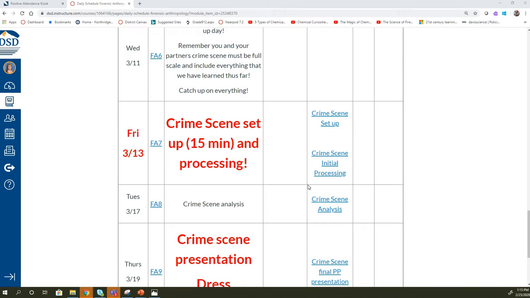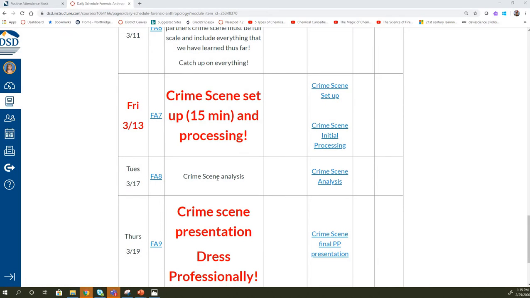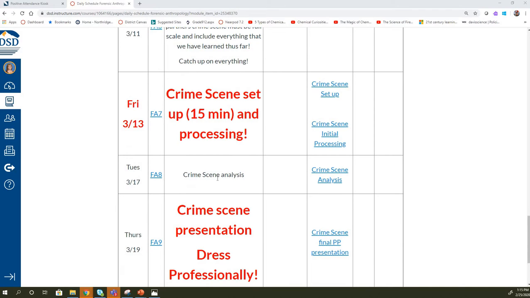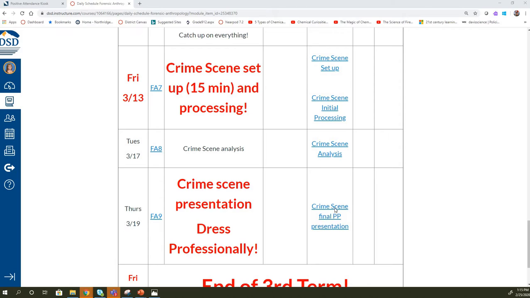Then you're going to process, initial processing the scene. I am going to grade you on that. So make sure you look at the rubric so you know what I'm going to be grading you on. Then on that Tuesday, you'll get a day to do all your analysis, do your PowerPoint, get everything ready to roll. And then that Thursday is your crime scene presentation. You're going to present it like you were in a courtroom, so you need to dress professionally. And that's the end of the term.